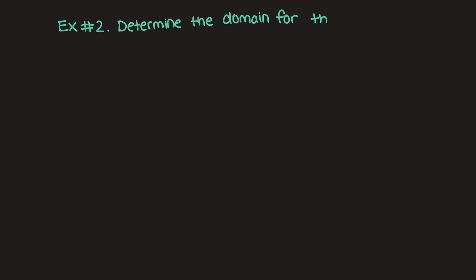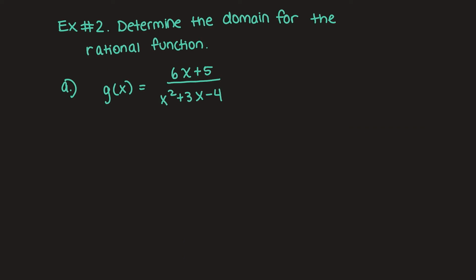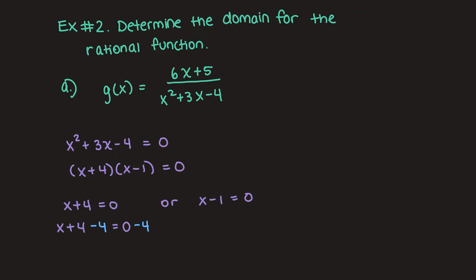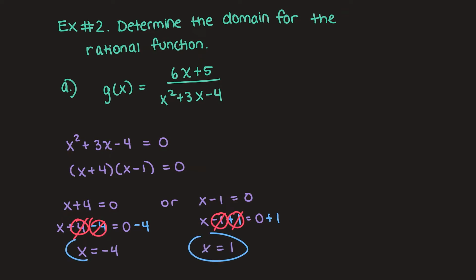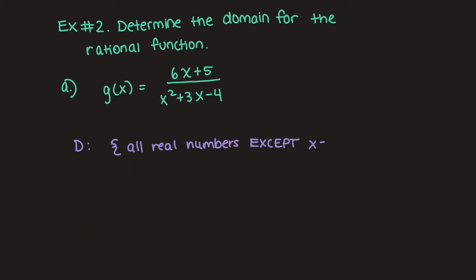Okay, let's do another example where we need to determine the domain for a rational function. Again, the domain for a rational function will be all real numbers except the value or values that will make the denominator equal 0. So we will set the denominator equal to 0 and find those undefined values. Since this is a quadratic equation, to solve this, we have to factor the left side. This will factor to x plus 4 times x minus 1. And using the zero factor property, we can set both factors equal to 0 and solve for x. So our undefined values of x are negative 4 and 1. Therefore, our domain will be all real numbers except x equals negative 4 or x equals 1.